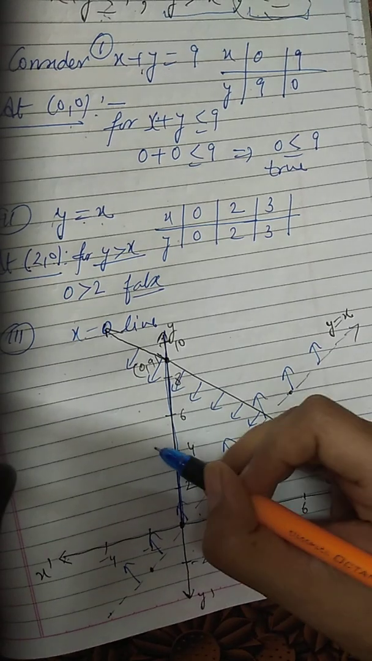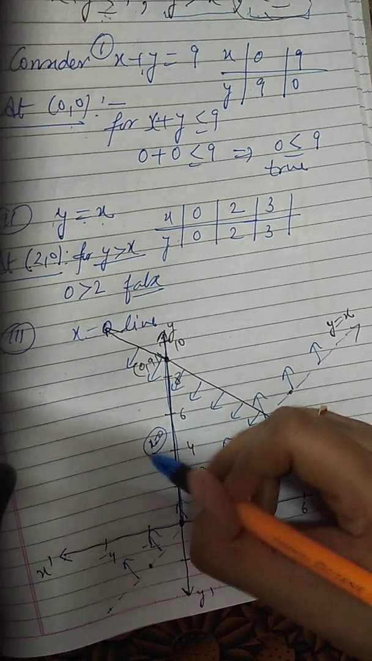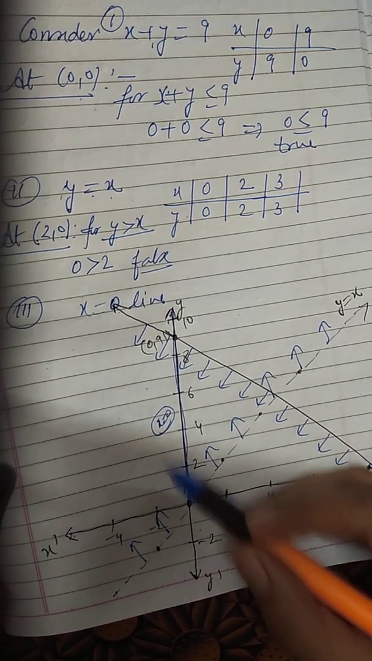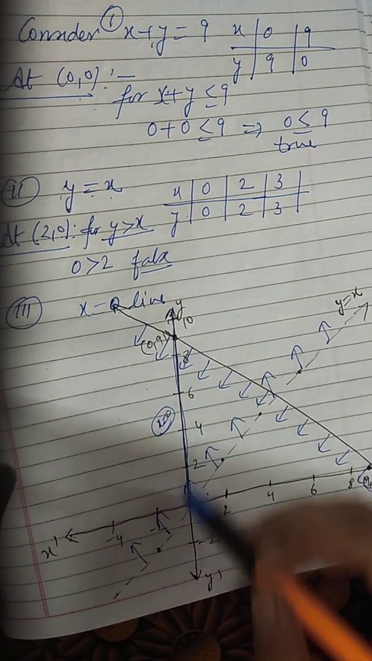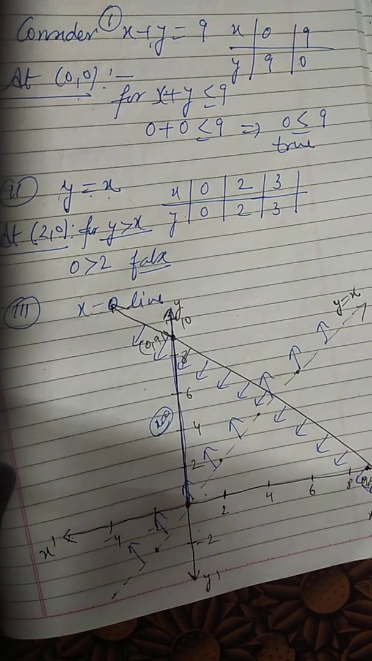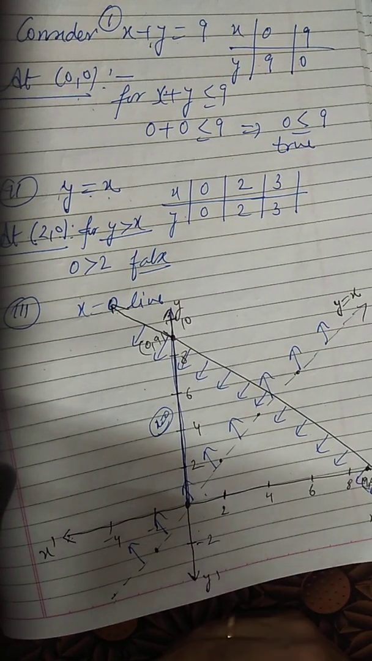Now third is x greater than or equal to 0, that means our solution is bounded by the y-axis. So this is the line x equals to 0. The x equals to 0 line is the y-axis. So the solution is bounded by the y-axis, the line x plus y equals to 9, and the line y equals to x.